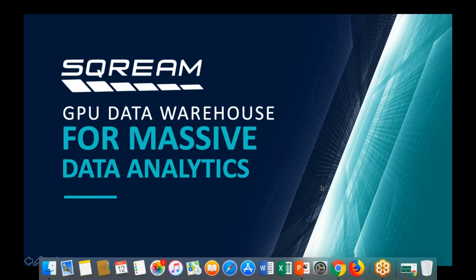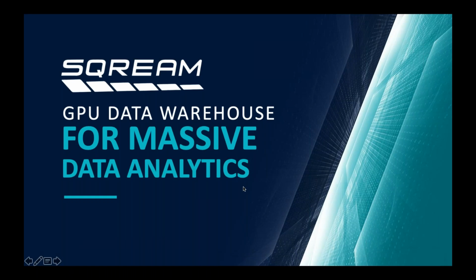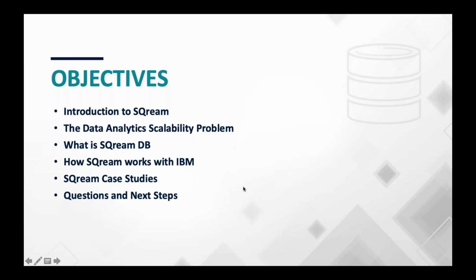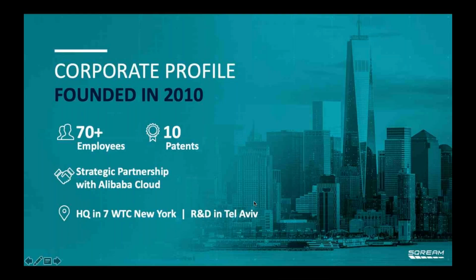So welcome today. Today we're going to review SQream, the GPU accelerated data warehouse, and how it can be used to allow people to gain insights they're unable to gain today. So what we'd like to do in today's session is give you an introduction to SQream, how SQream looks at the data analytics scalability problem, what SQream DB is, how it works with IBM and the benefits it gets with the Power9, and then some case studies, and then any questions you may have.